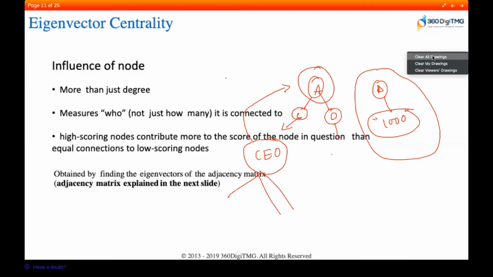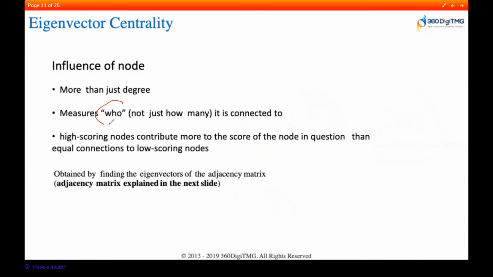Here, who is the important person? Which person has the larger network is not important, right? So you need to think.